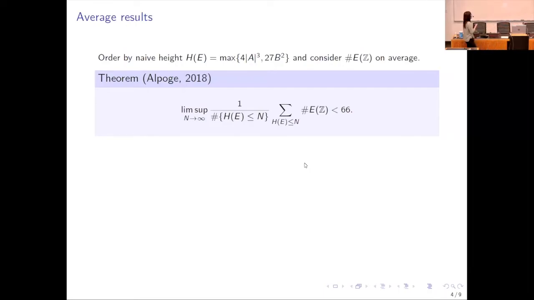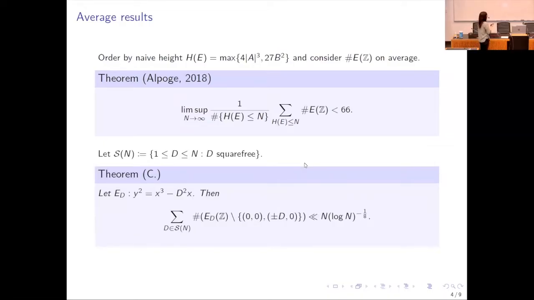But if I restrict to a specific quadratic twist family, then I'm able to prove that in this quadratic twist family, once I remove all the two-torsion points, the trivial integral points, then on average there are 0. The average number of integral points is 0. The model I take is y squared equals x cubed minus d squared x. So this is the family of congruent number curves.